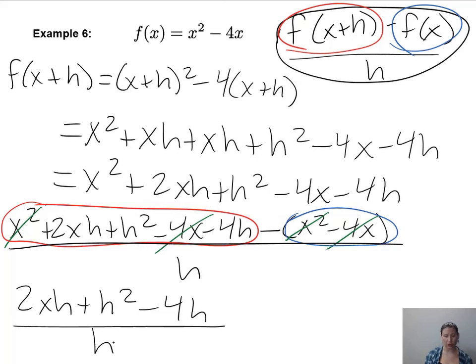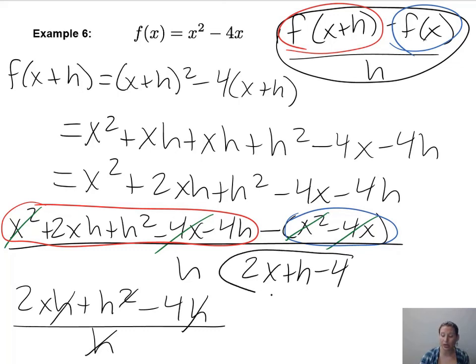We can simplify one last time. Remember, when we divide an entire trinomial, is basically what we have on top, by one term, that h needs to divide into every single piece. So it cancels out an h here and an h here, and an h here, and an h here. So what we have left is really 2x plus h minus 4. That is the answer to this difference quotient problem.